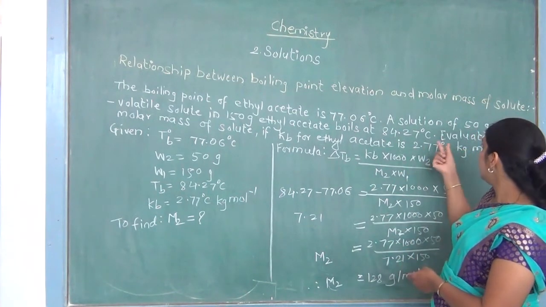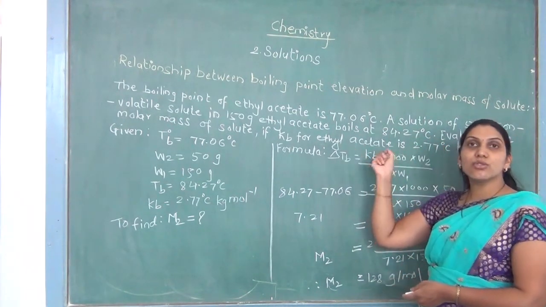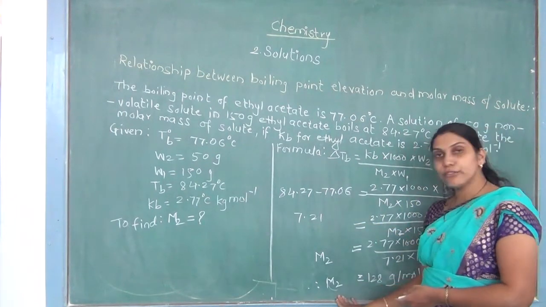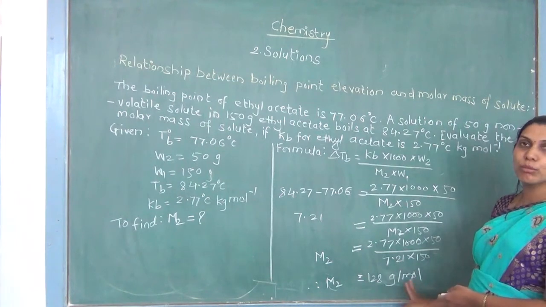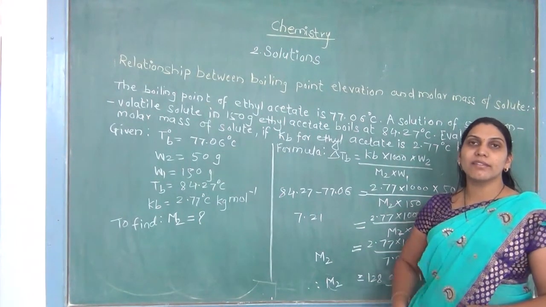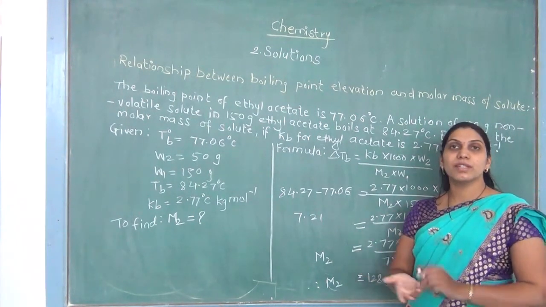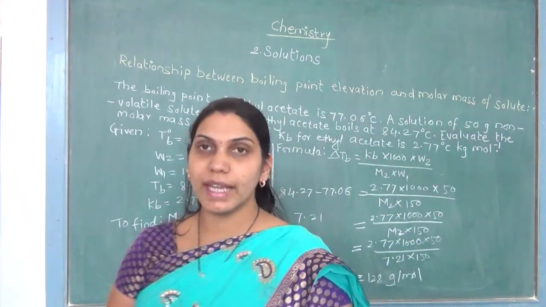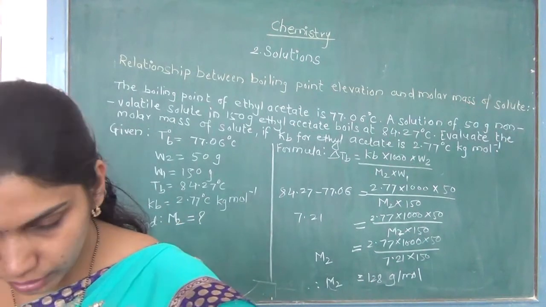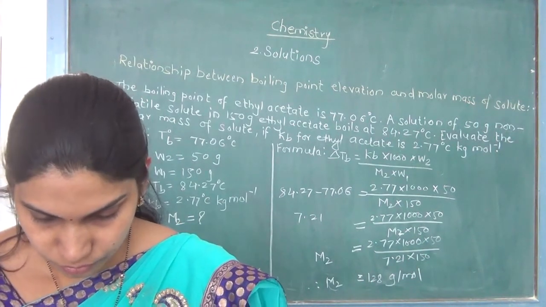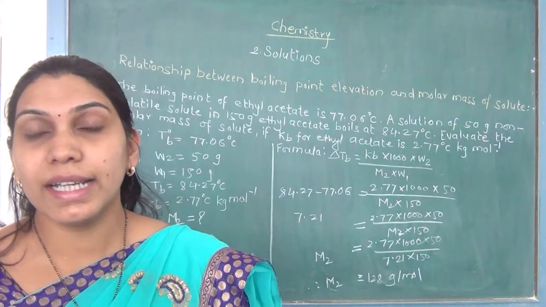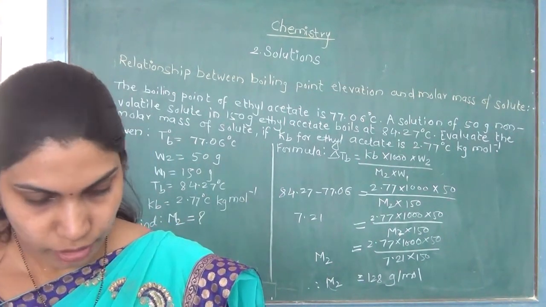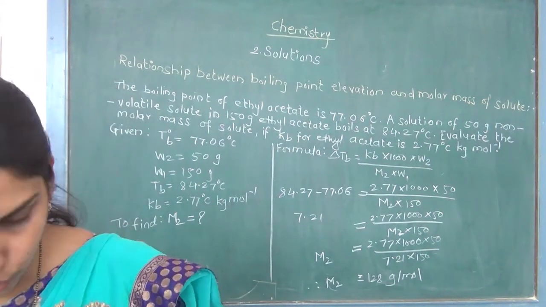Whenever we use the given values and find M2, the unit for M2 is gram per mole, because it is the molar mass, and we always express molar mass in the units of gram per mole. Here we have studied the numerical of relationship between elevation in boiling point and molar mass of solute.